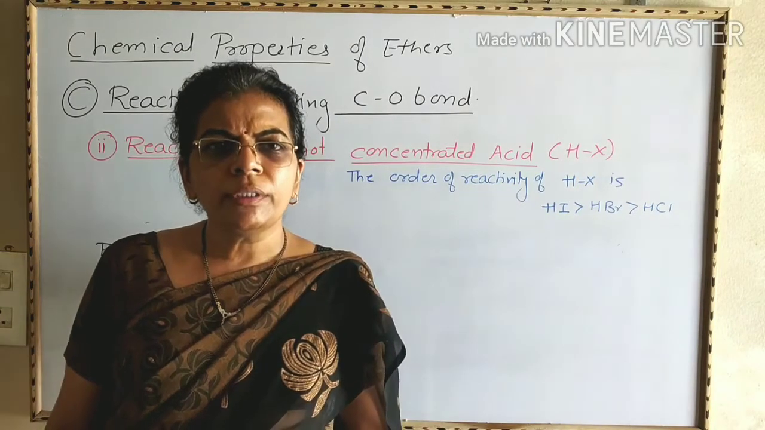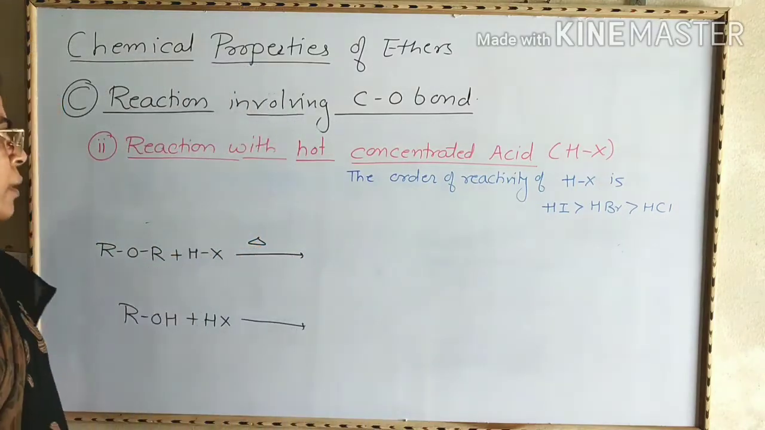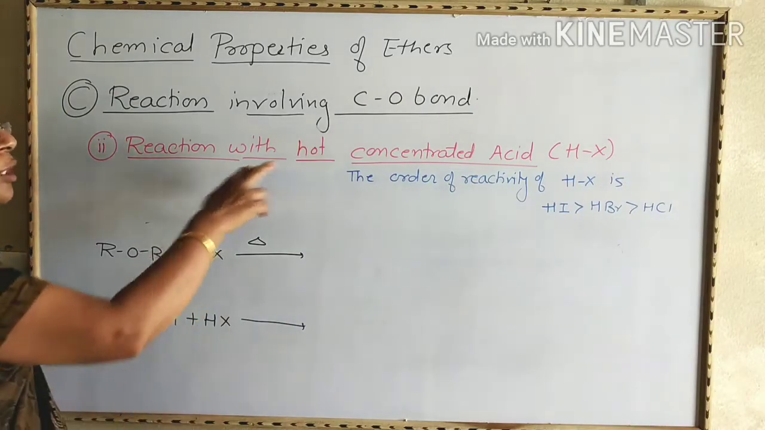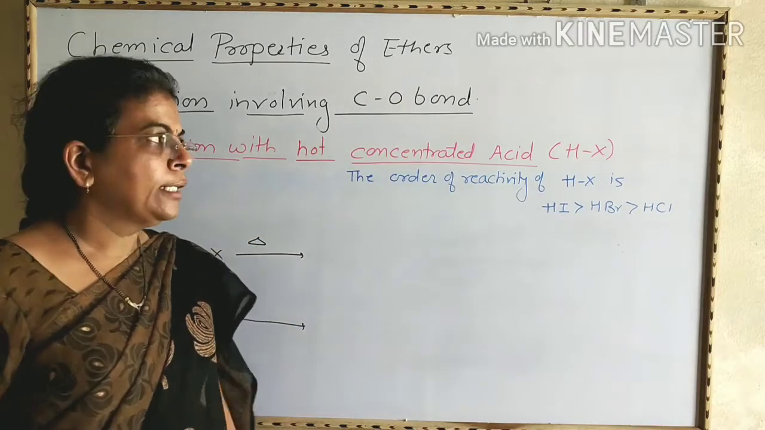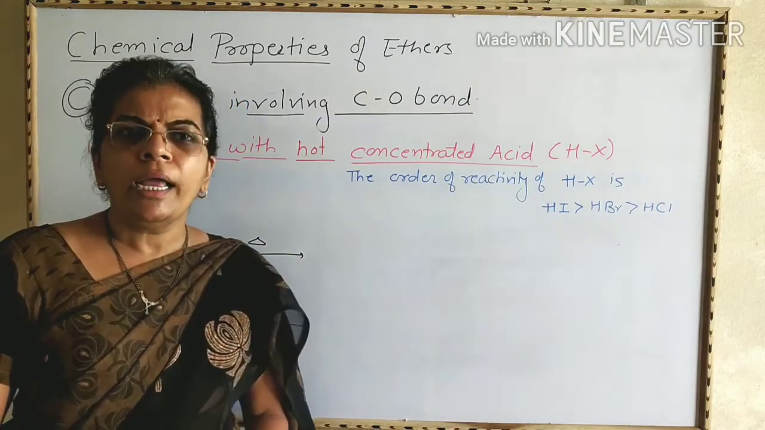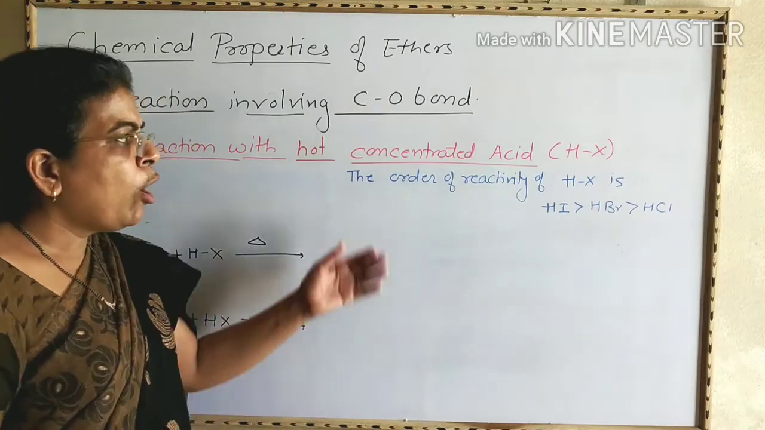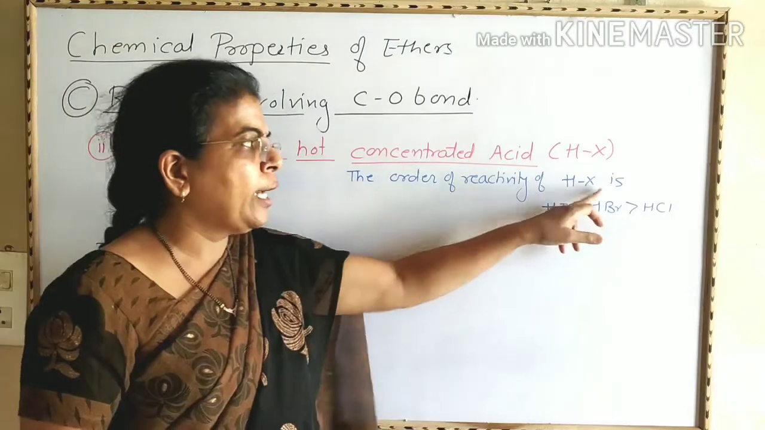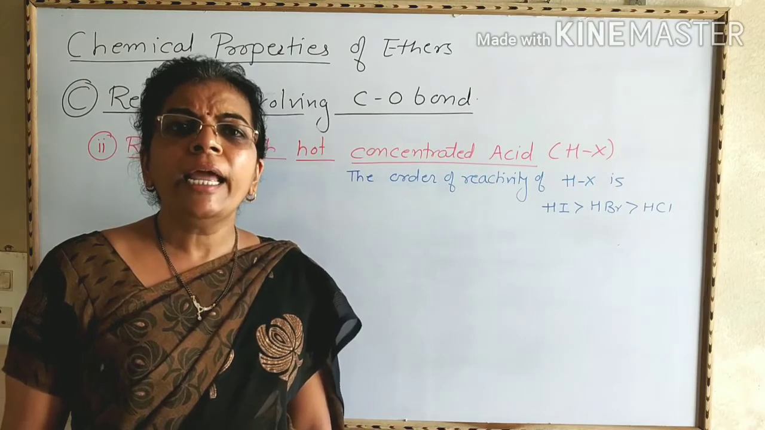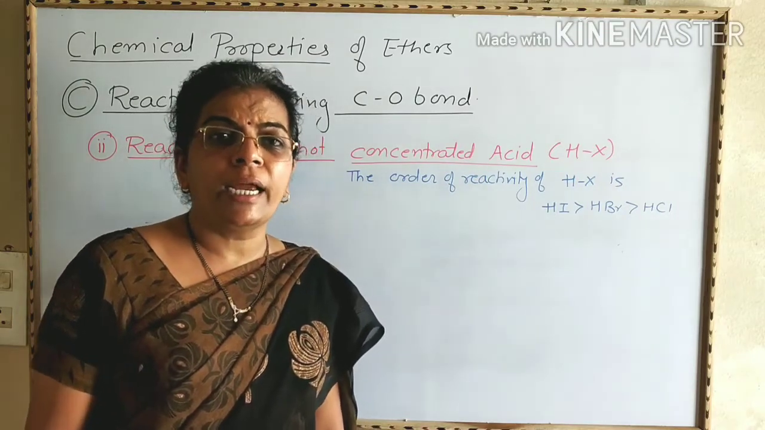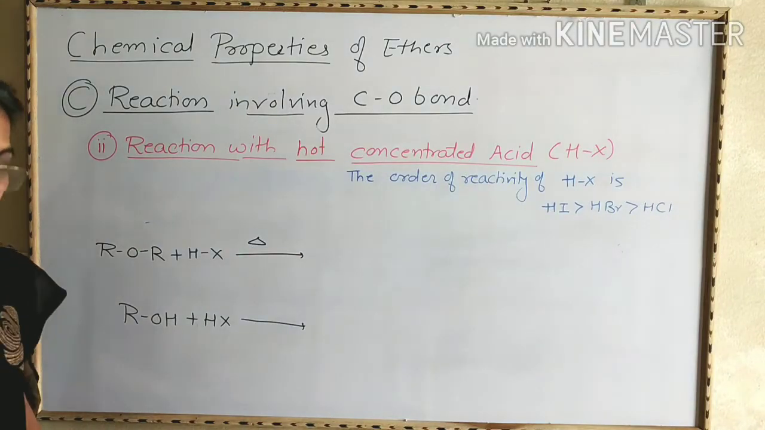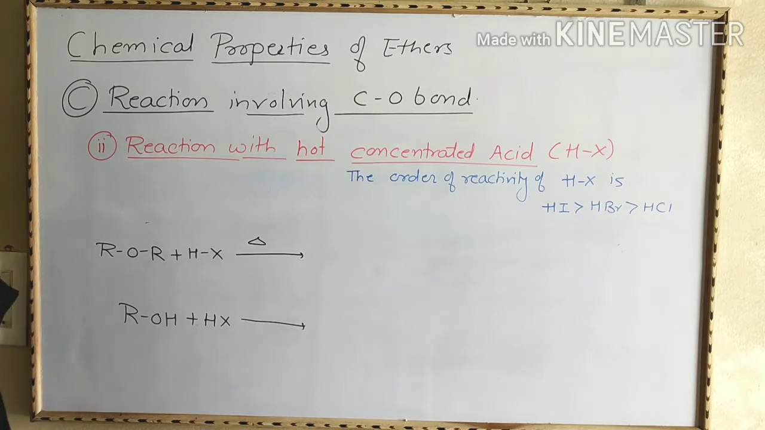Now we are going to see the third reaction, which involves breaking of the C-O bond. That is the reaction with hot and concentrated acid, that is hydrogen halides. Here hydrogen halides means HCl, HBr or HI, and the order of reactivity of hydrogen halide, that is HX, is HI is more reactive than HBr, and then HCl. HCl is least reactive.